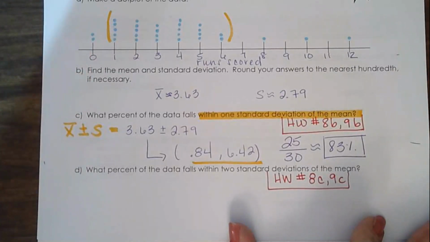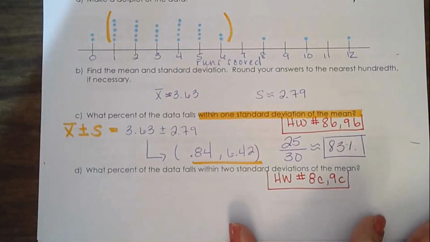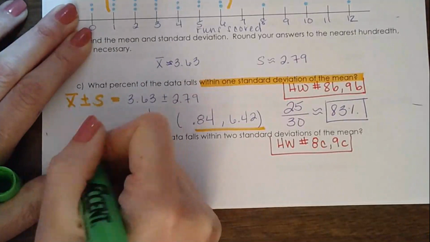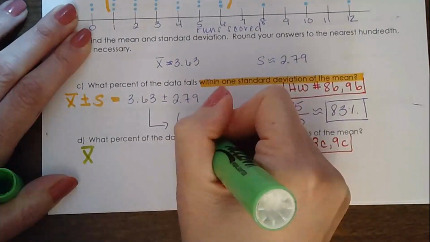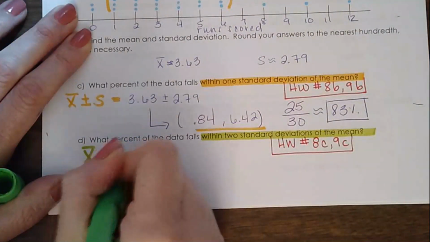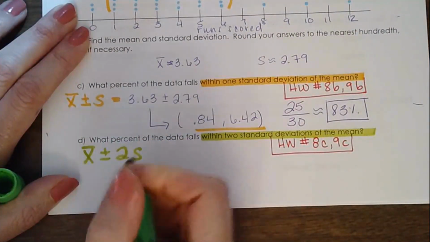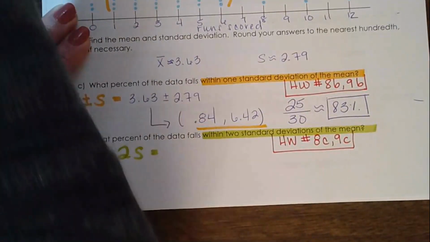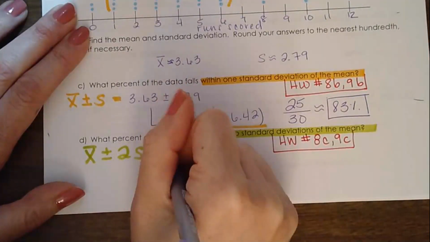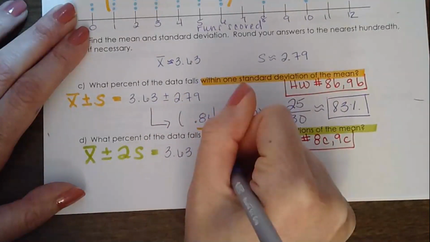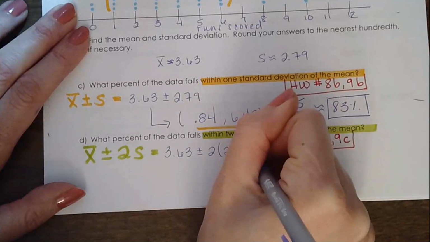Now we're going to go out 2 standard deviations. So we're going to have a wider interval, so we're probably going to collect more data. So you're going out 2 standard deviations for this one. So it's your mean plus or minus 2 standard deviations. So that's going to be, my mean again is 3.63 plus or minus 2 times the standard deviation.